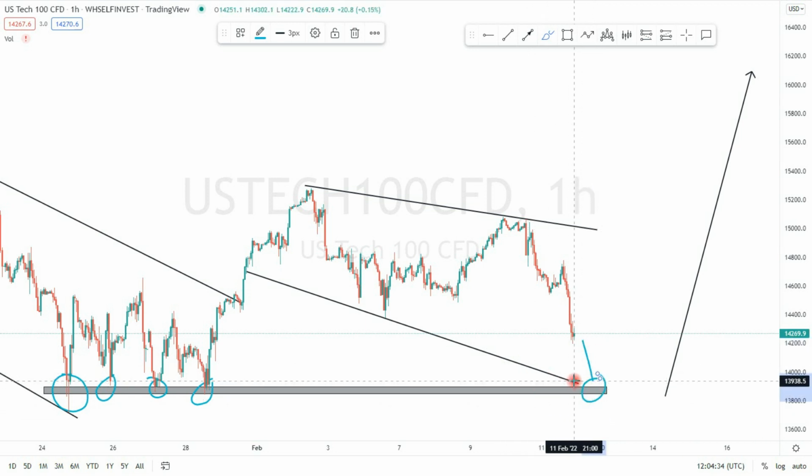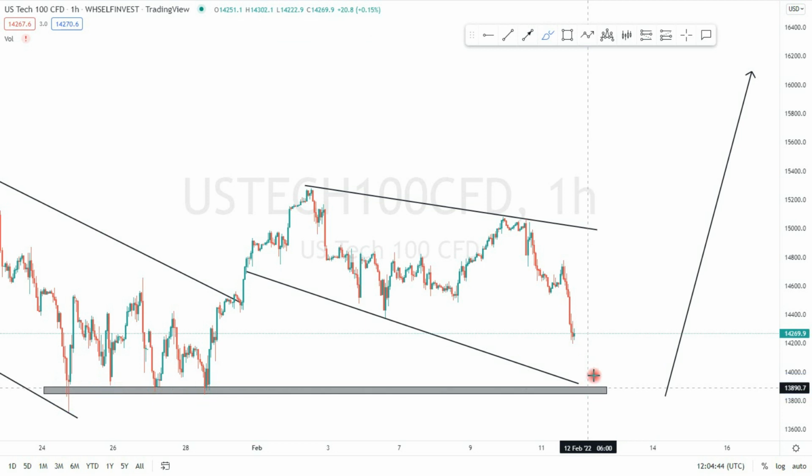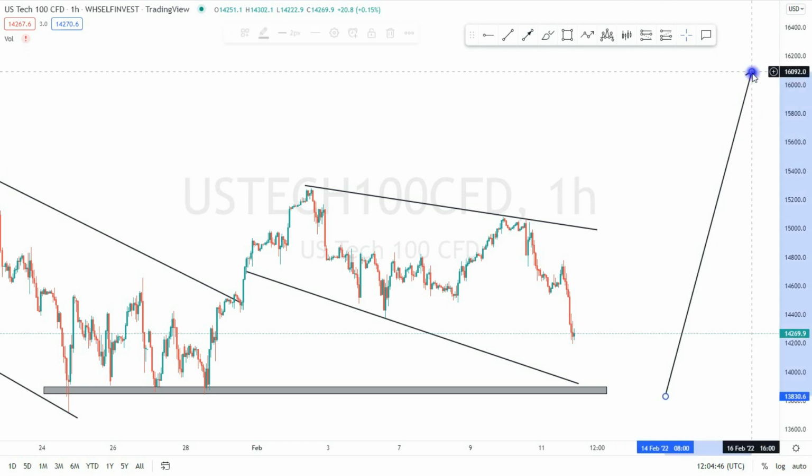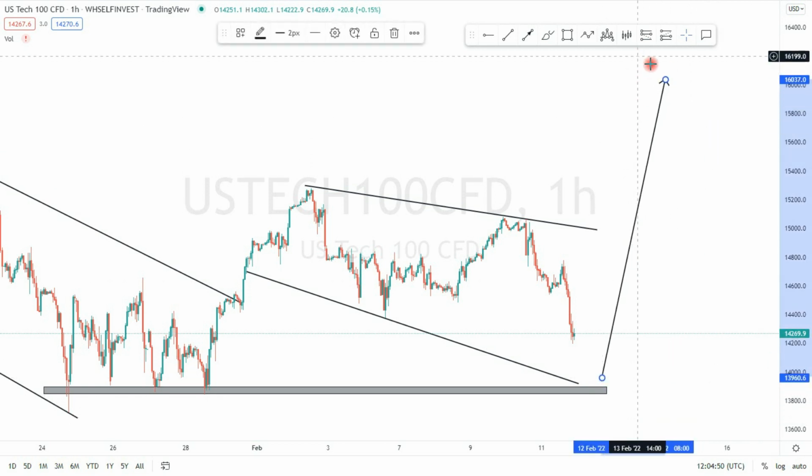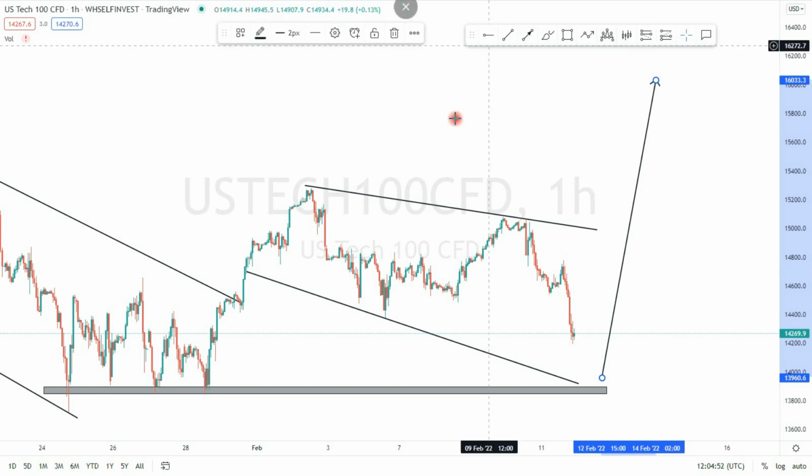That would be a good confluence given the fact that we are still on this trend line. It will bounce on this trend line and obviously bounce on this support again. So these are the two things that we are waiting for, and then we would enter somewhere here, continue with the moves to the upside.